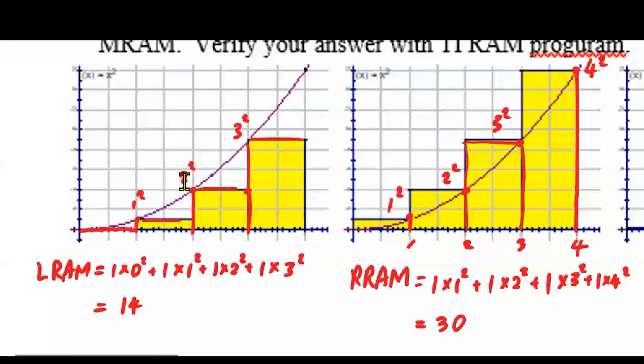Now, of course, this one is grossly under approximation. Look at this gap, right? And this is over approximation. Look at this area sticking up, right? There's got to be a middle ground that gives you the best approximation then, right?